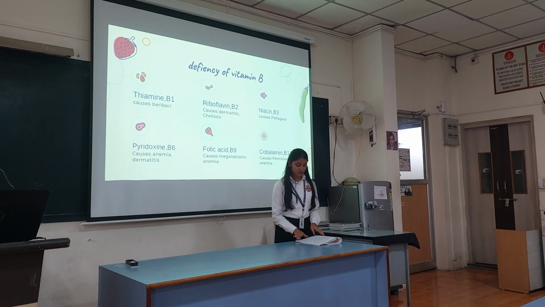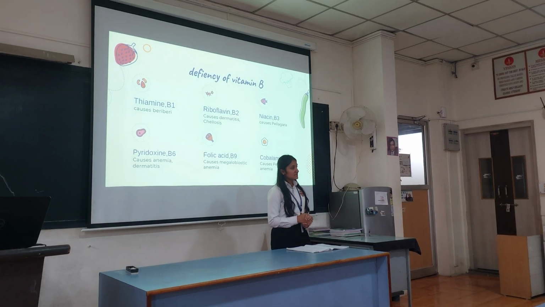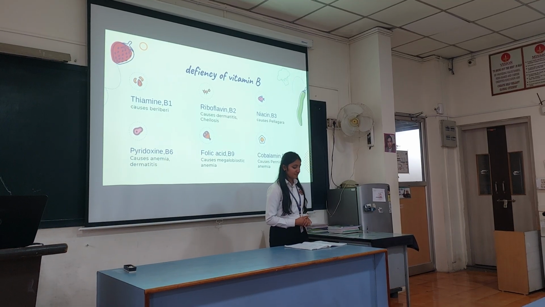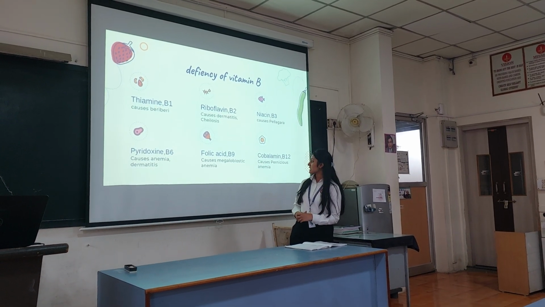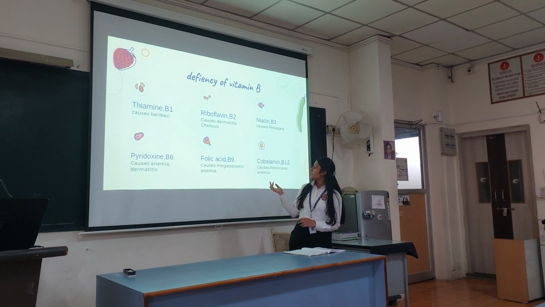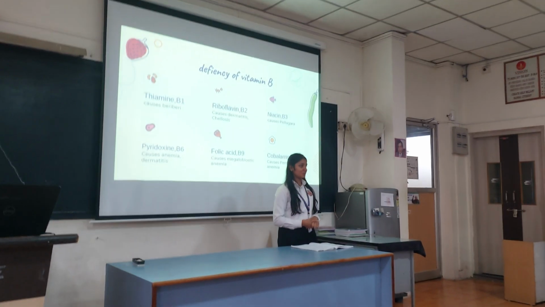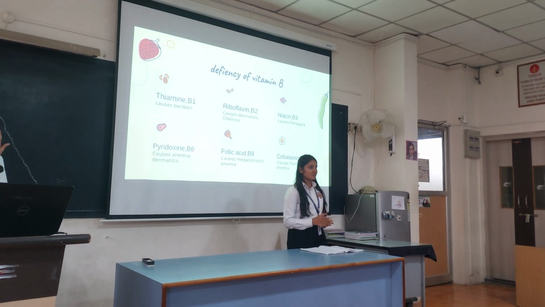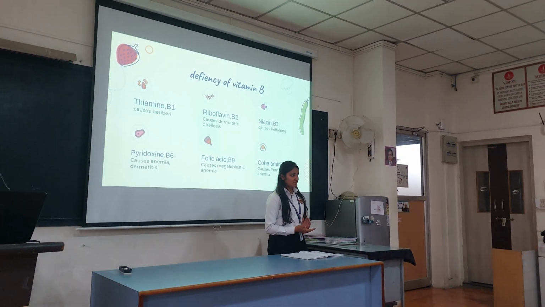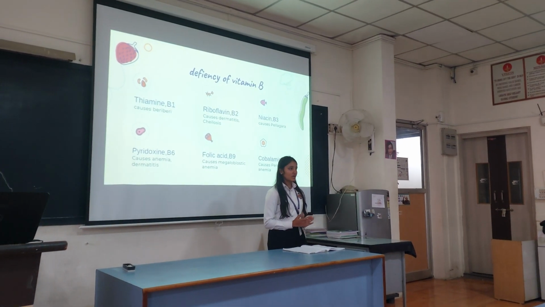Vitamin B6 deficiency results in anemia, which is usually known as a low RBC count. Folic acid, which is also known as B9. Deficiency of B9 causes megaloblastic anemia. Can you guys guess? As you know, anemia means lower RBC count. Megaloblastic anemia means defective RBC formation due to impaired DNA synthesis, leading to large immature RBCs.